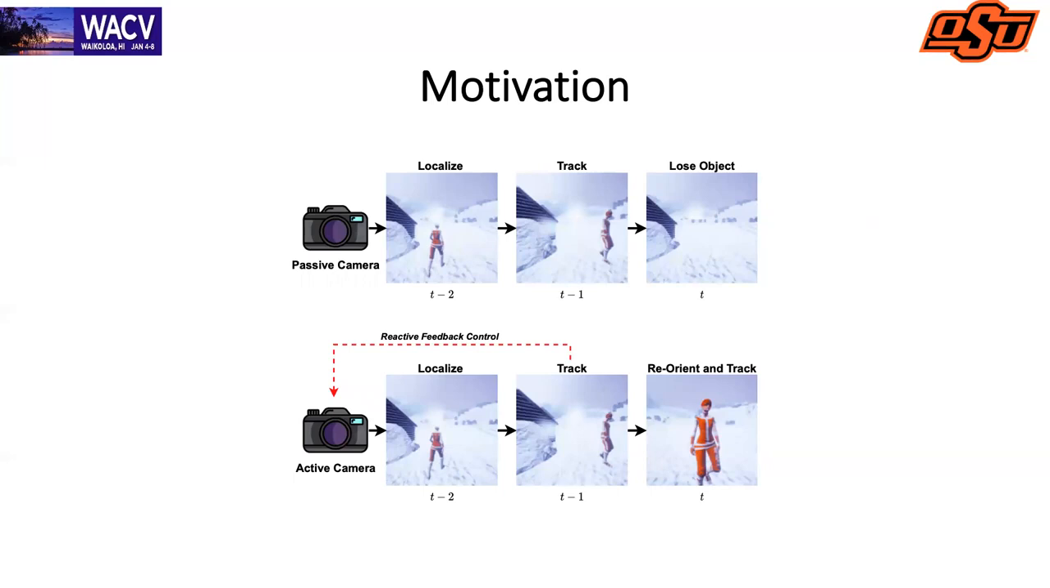For example, if the object of interest moves out of the field of view of the observer, a passive agent cannot reposition itself to continue to observe the action. It must wait for the actor to return within its field of view. An active vision system, on the other hand, can reorient itself by controlling the physical parameters of the camera and continue to observe the event.